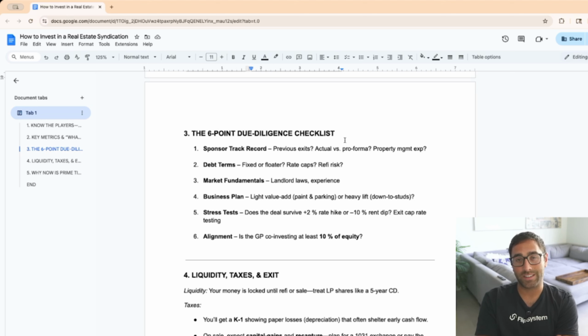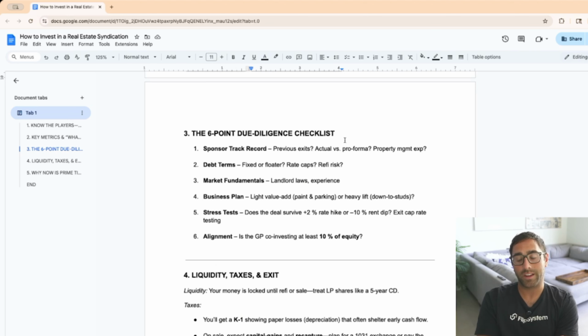Because the debt is funding 70 to 80% of the deal. It's a big portion of the deal, right? So is it a floating interest rate? How many years is it locked in? Are there prepayment penalties? Does the prepayment penalty step down? There are all these questions that you want to ask around the debt terms, because the debt is going to be super, super important to make sure that the deal is safe and kosher.